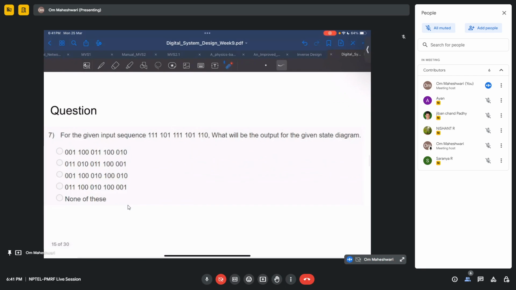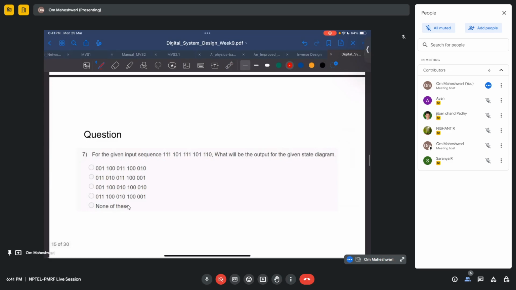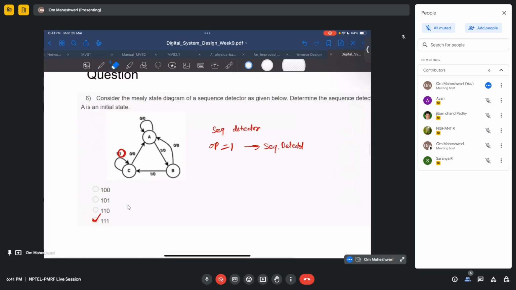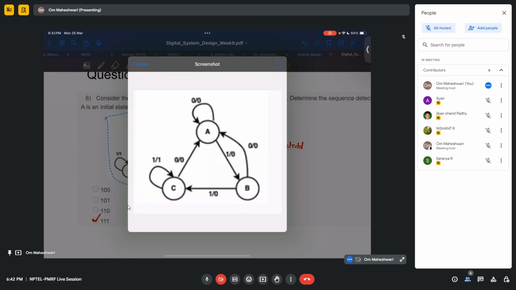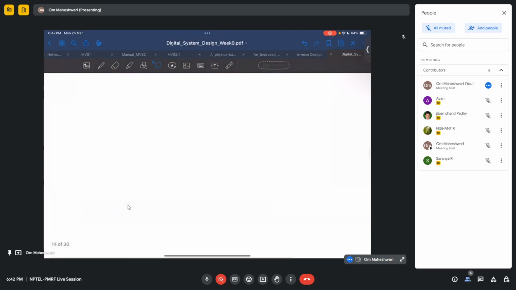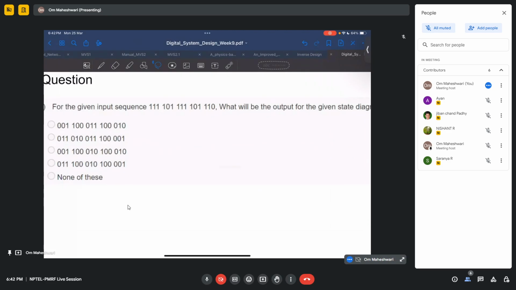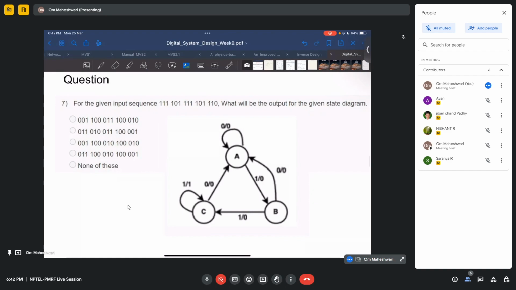For the given input sequence, what will be the output of the given state diagram? So do you want to see the state diagram again? Okay, so try to answer this one. This is fairly easy. Even without looking at the state diagram, you can answer this.